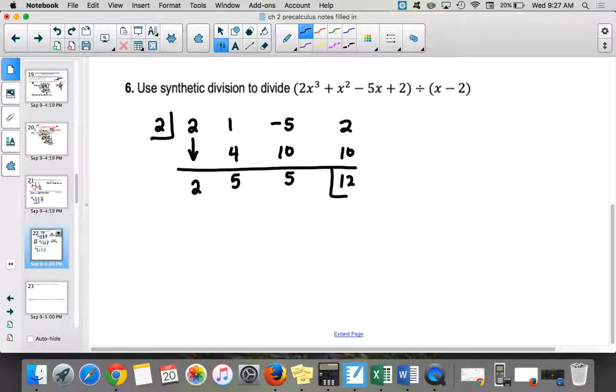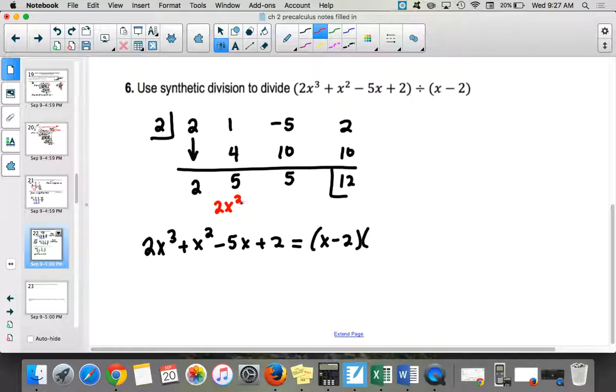So what does this mean then? It means that our original function, 2x cubed plus x squared minus 5x plus 2, is equal to our divisor, which was x minus 2, times the quotient. So what's this quotient? 2x squared plus 5x plus 5, right? So it equals our quotient, 2x squared plus 5x plus 5. But we still have a remainder, so we do a plus 12 on the end.